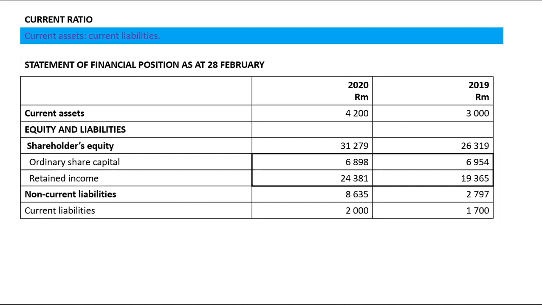The question wants us to calculate the current ratio of ShopRite Group for the year ended 2020. How would we go about calculating that? I would say we take the values for current assets and current liabilities. So what do we have for current assets? 4,200.